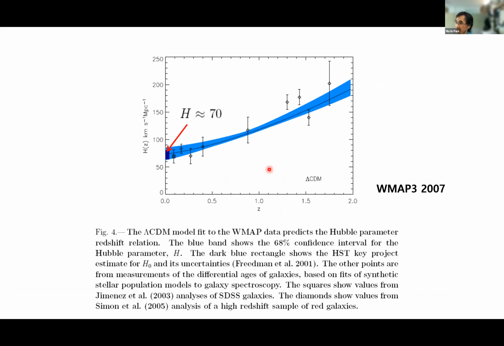Also, WMAP at that time used this Hubble parameter diagram. H is usually called the Hubble parameter. The Hubble parameter in our current universe is defined as the Hubble constant. There is no reason why the Hubble constant should vary in some way. By definition, H naught should be constant.